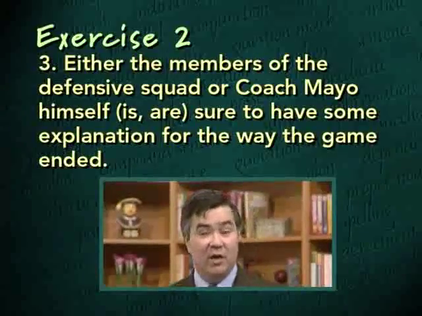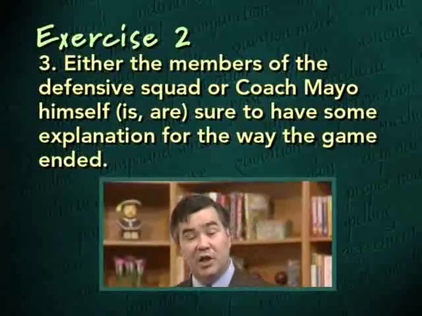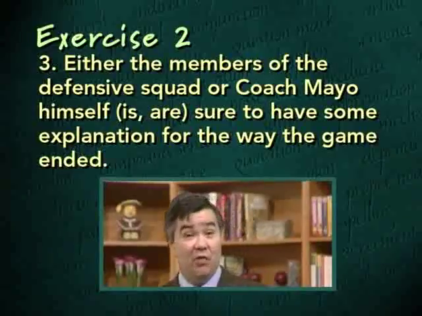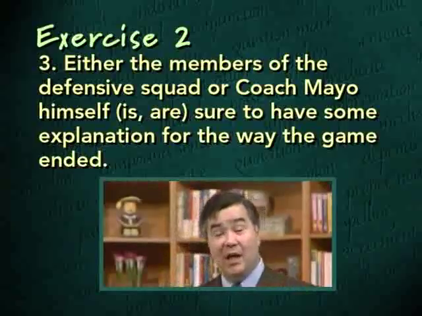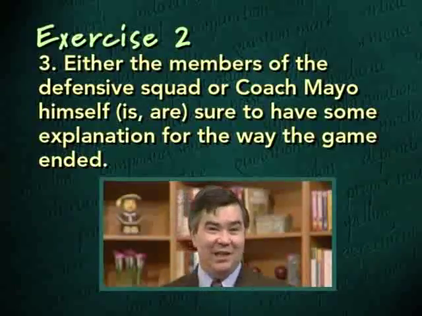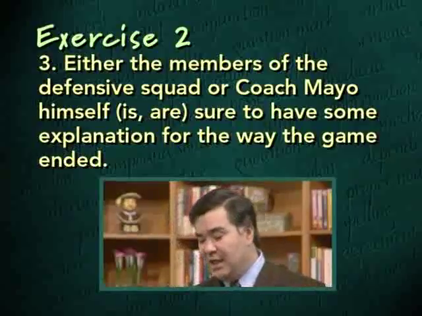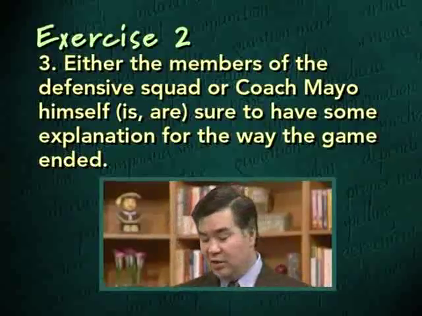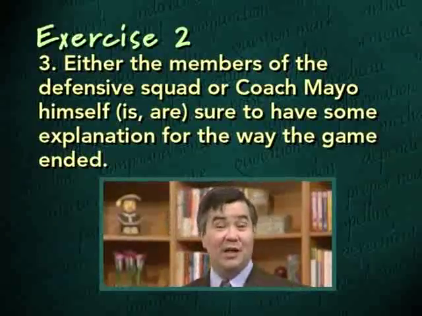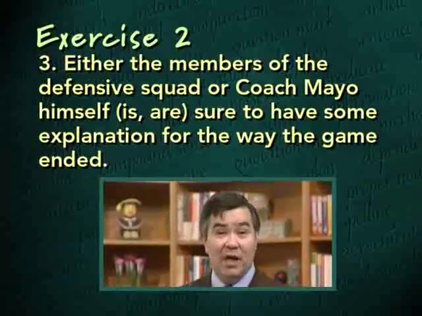Now, what's the subject of the verb is or are? In this case, we have a compound subject, 2 items, 2 parts, connected by the conjunction or. Here's where our rule kicks in. Remember that when the parts of a compound subject are joined by the conjunction or, the verb should match the subject that's closer to the verb. Now, in this case, we have 2 parts, the members of the defensive squad, which is plural, and Coach Mayo, which is singular. That refers to just one person. Which of these 2 parts is closer to the verb? The answer is Coach Mayo, which is singular. So we want a singular verb.